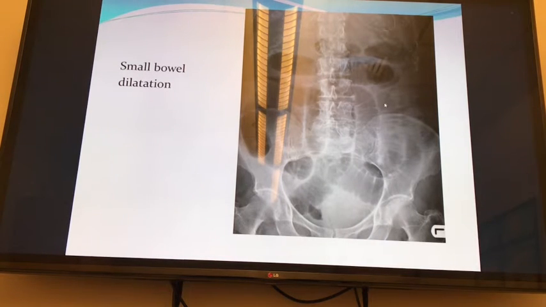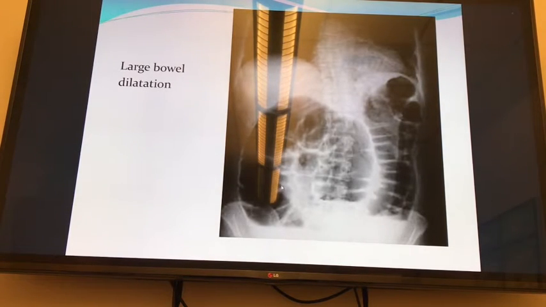Small bowel dilation, these loops are big. Again, you have to know what normal is, but there's all these sausage-shaped loops here. Someone who's got a big belly and vomiting could be a gastro, but there could be an obstruction too.